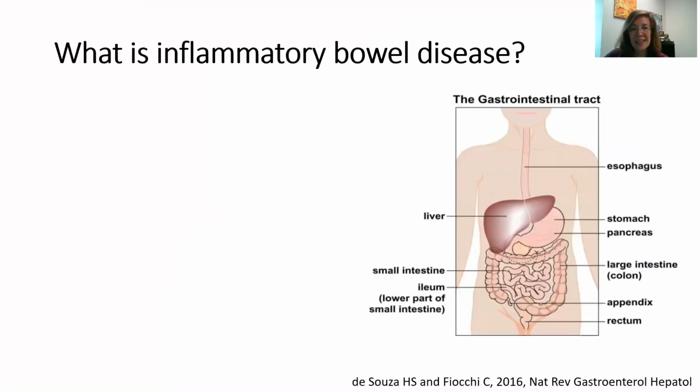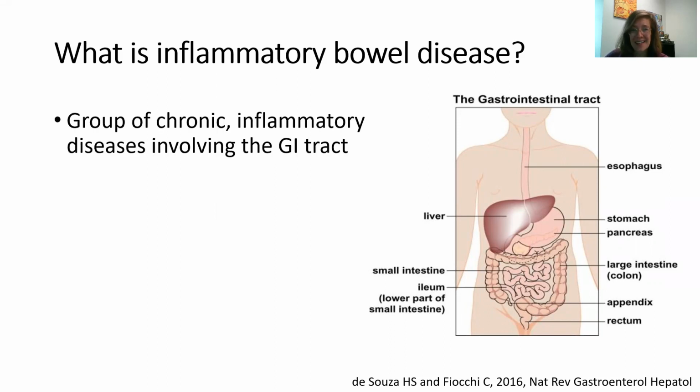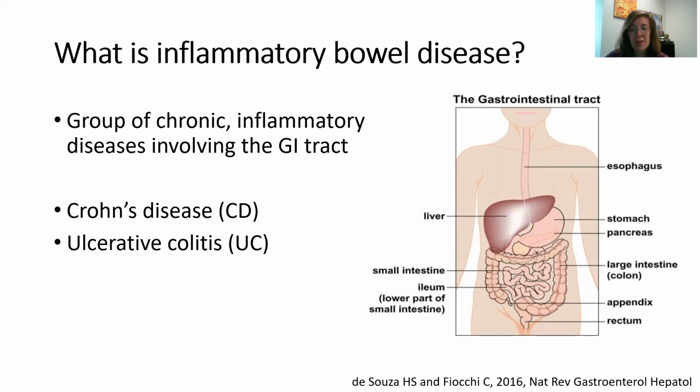Now, before we get into the meat here, I want to quickly review two slides from the prior talk about IBD basics. First of all, what is IBD? It is a group of chronic inflammatory diseases of the GI tract. And the most common types that we will address today are Crohn's disease and ulcerative colitis.